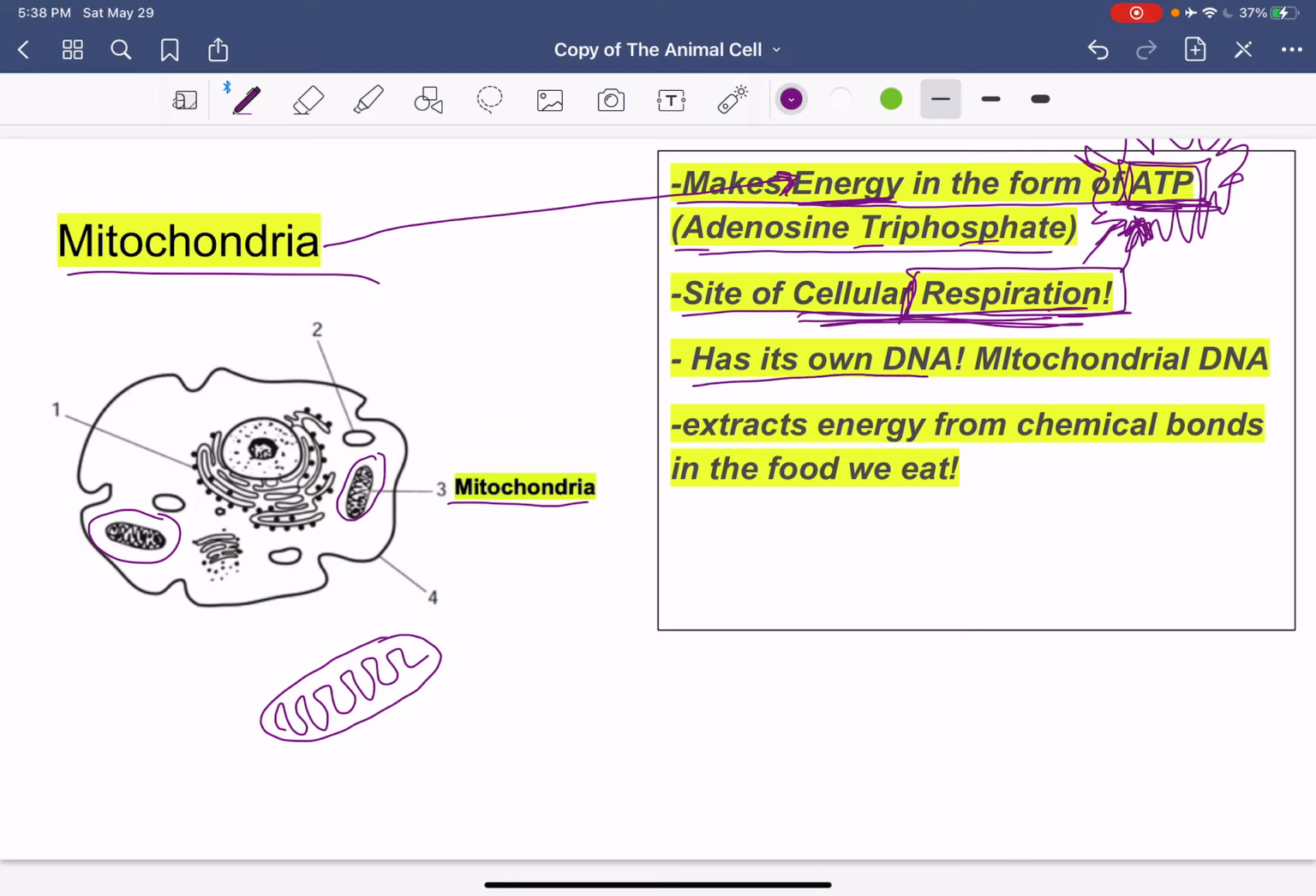Mitochondria has its own DNA. There's some mitochondrial DNA found in there. Some pretty cool forensics cases have been solved because of this mitochondrial DNA. So you should Google that.